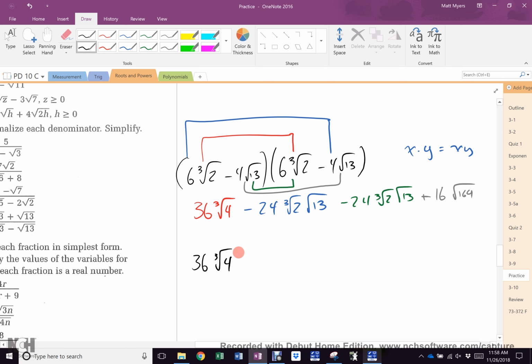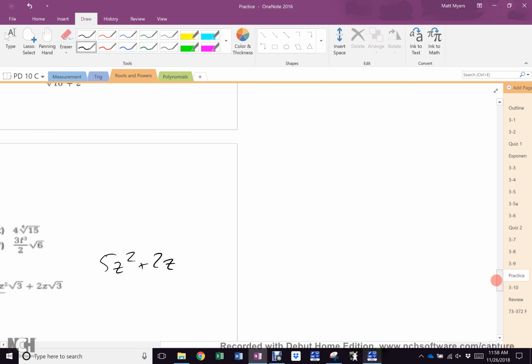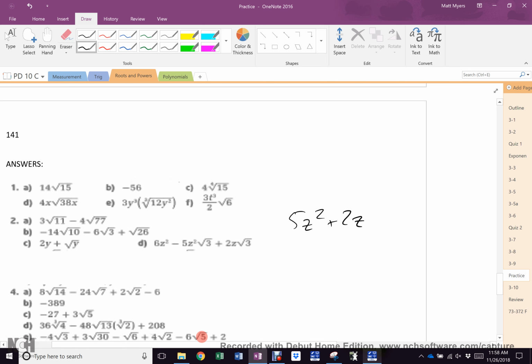36 cube root 4. Minus 24, x, y. X, y. Are they like terms? Yeah. Negative 24 minus 24, negative 48, cube root 2, root 13. Plus, what's square root of 169? It's 13, right? 16 times 13 is 160, plus 48 is 208. And what do they have? 4, right there.